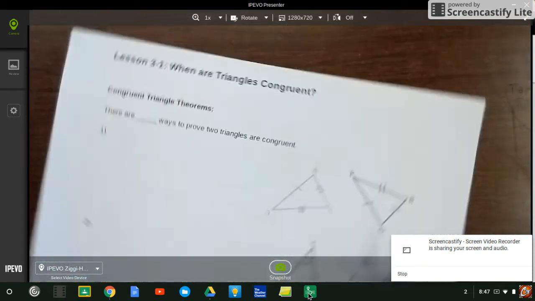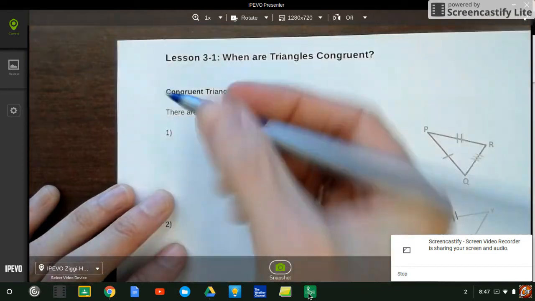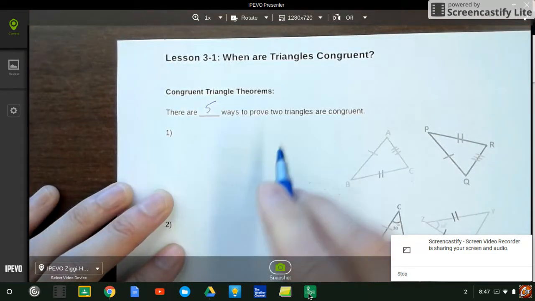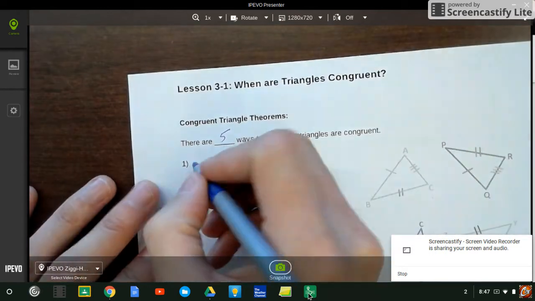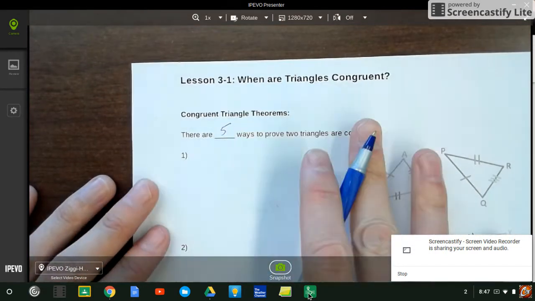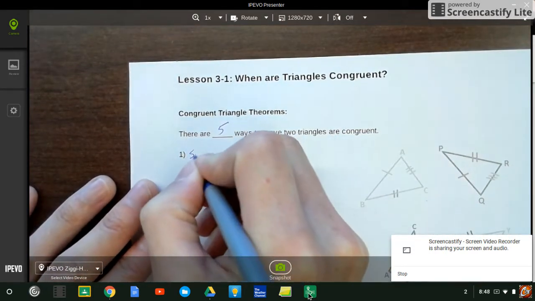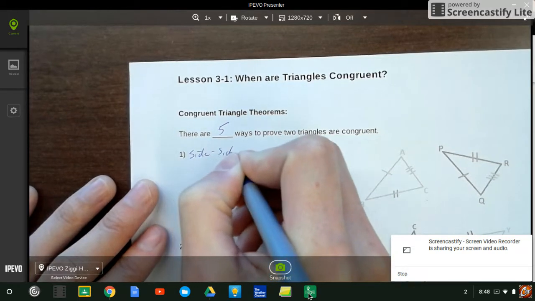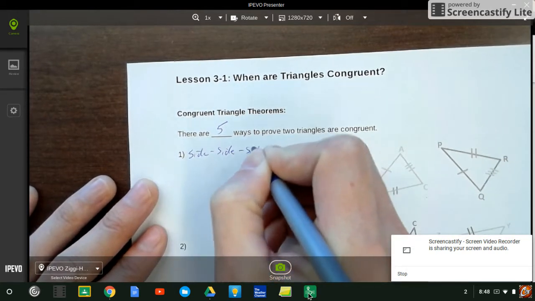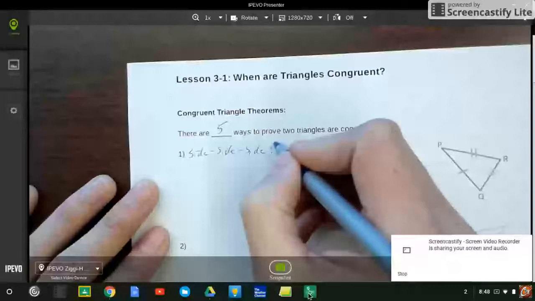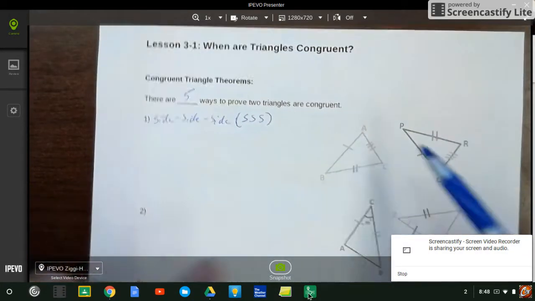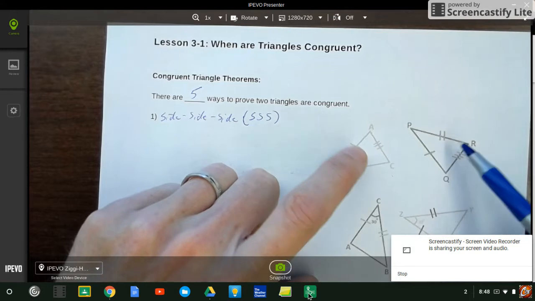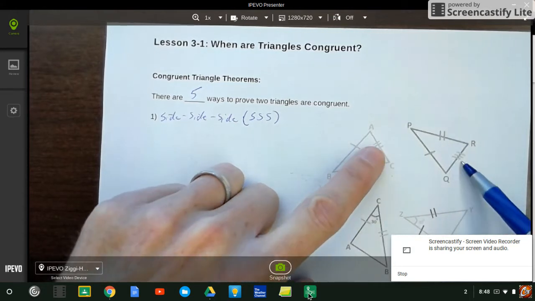Now, when we go to prove these things, there are a total of 5 ways to prove triangles are congruent. And we're going to look at all 5 of those methods. Okay, the first one, and I'm just going to go through these and we'll discuss them more tomorrow. First one is called side, side, side. And it basically means, sometimes we'll abbreviate it with SSS, that the 3 sides match up. So there's 1 set of sides matching up, 2 sets of sides matching up, 3 sets of sides.